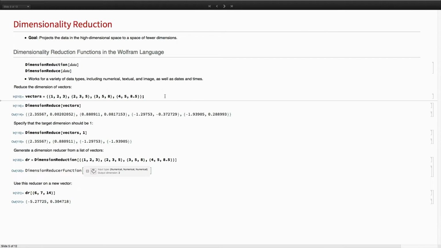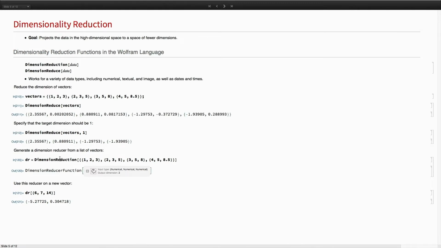Again, here I have a simple three-dimensional vector. Dimension reduce directly gives you the reduced data in the target dimension. You can also specify the dimension of the target to be, for example, 1.